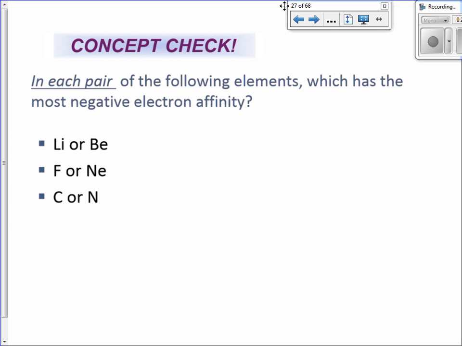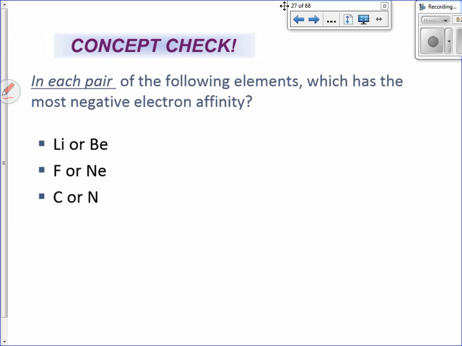Concept check. Now, I know it's written incorrectly on your paper, but this is what I meant to say. In each pair of the following elements, which has the most negative electron affinity? Most negative, remember, is the greatest amount being released, because remember we're talking about energy being released. So out of lithium and beryllium, which one's going to be the higher, more negative releasing? Lithium. We just talked about that exception.